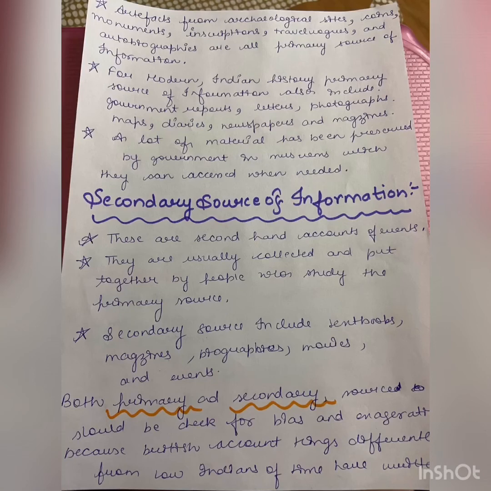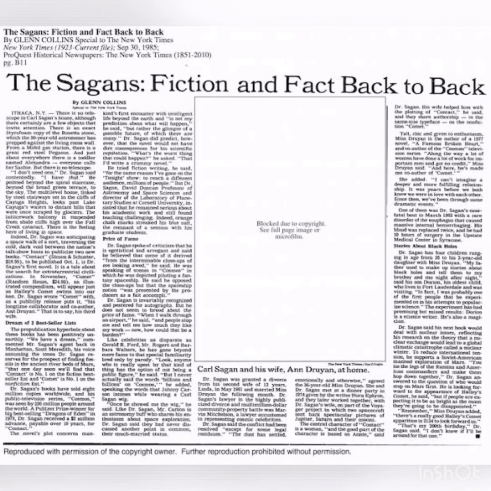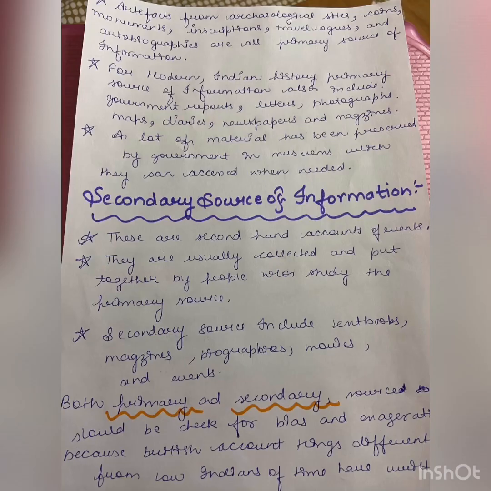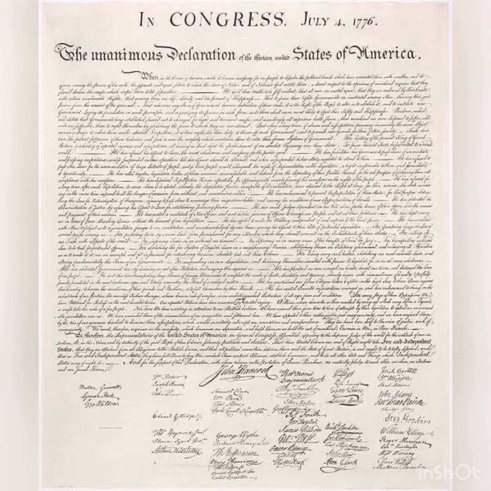It is very important to note that both primary and secondary sources of information should be checked for bias, meaning partiality, and exaggeration, because British accounts describe things differently from what Indians of the time have written.